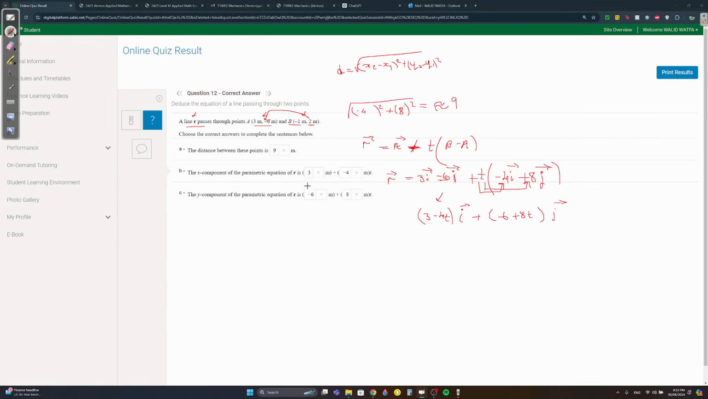So let's look at our x component, the i component. To answer this, we have 3. And what's the one with t? Minus 4. I don't know why they took t out. Minus 4t. Then for the y component, we have minus 6. Then what's the one with t? 8. Okay?